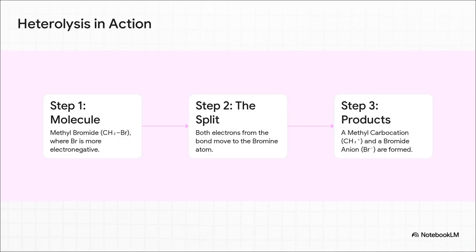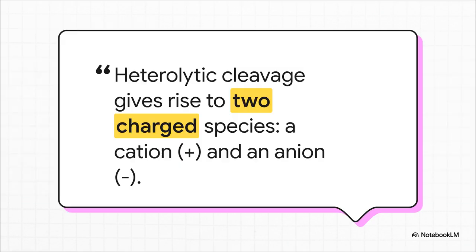So check this out with methyl bromide. Bromine is more electronegative than carbon, so it's got a much stronger pull. That full-headed arrow shows both of those bonding electrons just jumping ship and going completely over to the bromine atom. This leaves the carbon high and dry, and the bromine with a brand new pair of electrons. And what does that leave us with? Not neutral radicals, but charged ions. The atom that lost the electrons, the carbon in this case, becomes a positively charged cation, and the atom that took both electrons, the bromine, becomes a negatively charged anion.